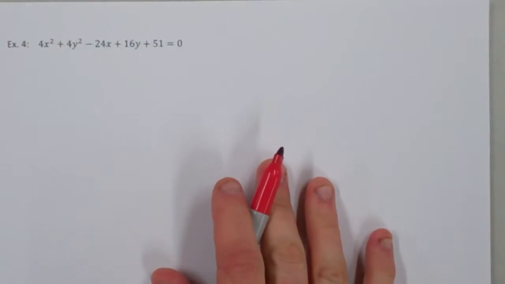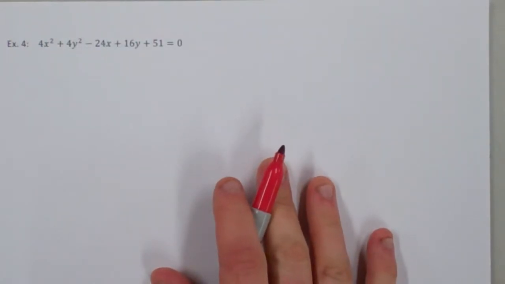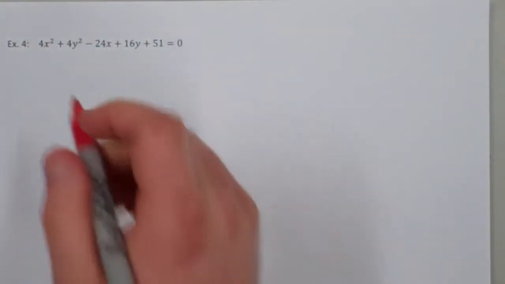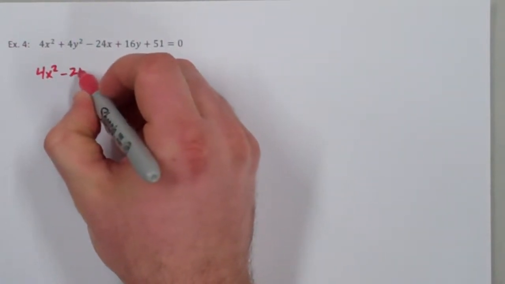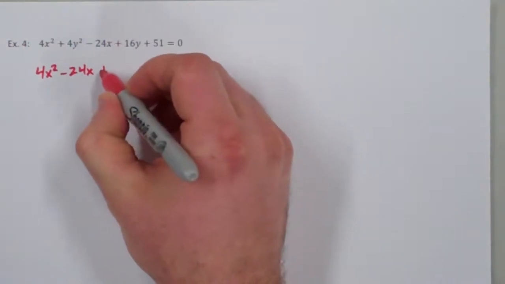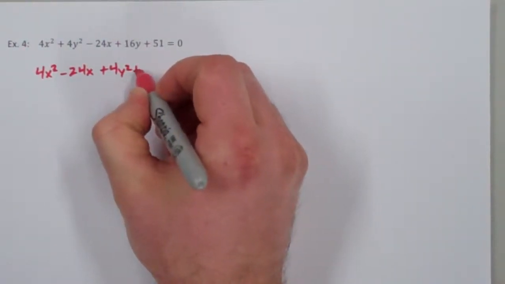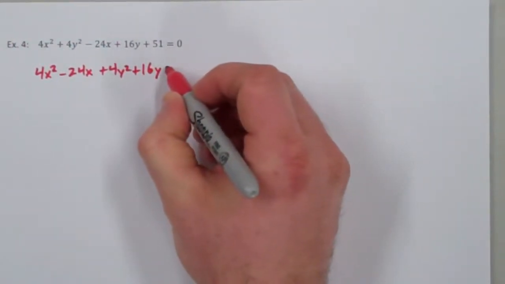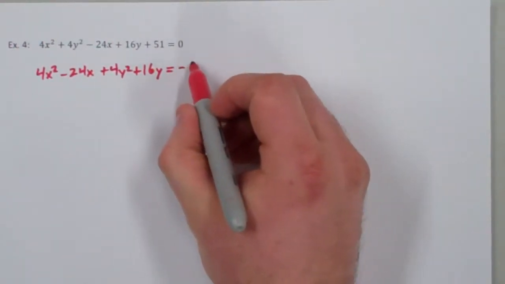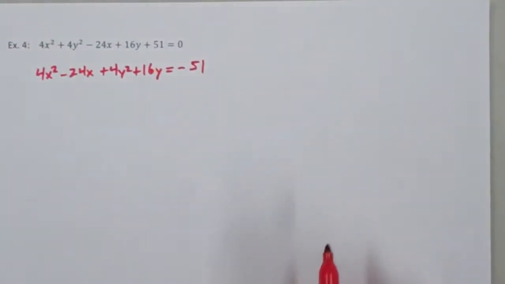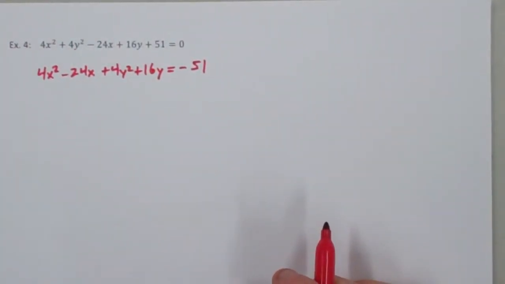And we're going to do the same procedure we did for the ellipse and hyperbola. Very similar. We're going to group the x terms together. So we've got 4x squared and a negative 24x. We've got a positive 4y squared and a positive 16y. And then we don't want this constant here, this 51 on the left side, so we're going to move it to the right. Of course, if you move it, you just subtract it from each side in this case. And so you've got a negative 51 there.